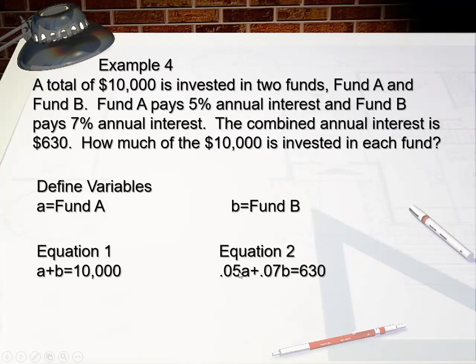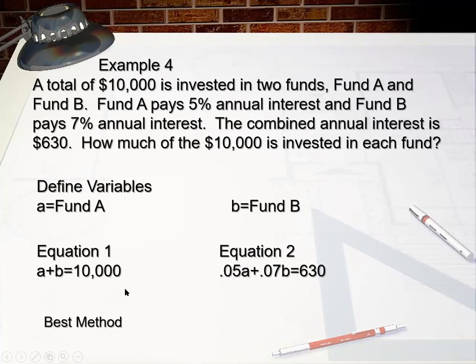Okay, but here is the percentage breakdown for interest. So equation 1 was how much money I'm actually giving you to put in that fund, and equation 2 is what's happening to it. So since Fund A went with 5%, we have 0.05A, not 5A, but 0.05A. That's how you convert a percentage. Okay, 7% for Fund B, so 0.07B equals interest here, 630. Okay, so this one is a little more detailed.